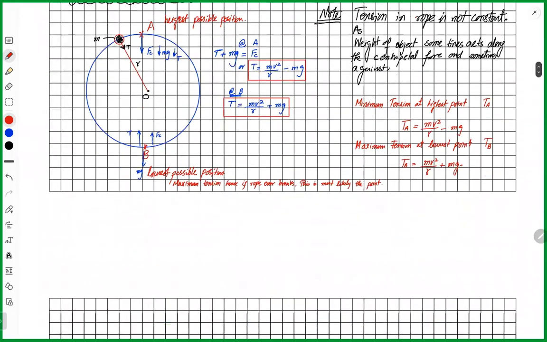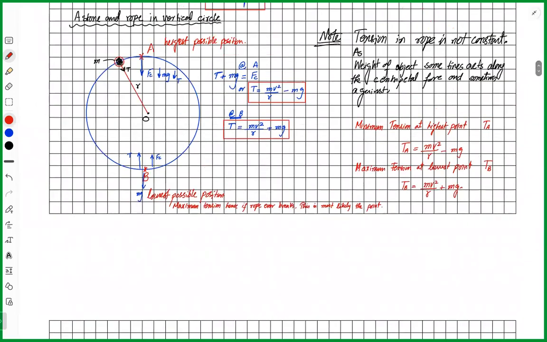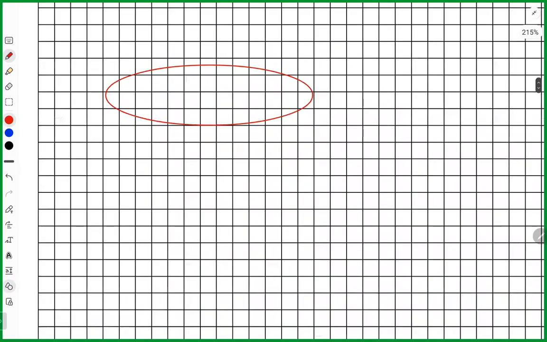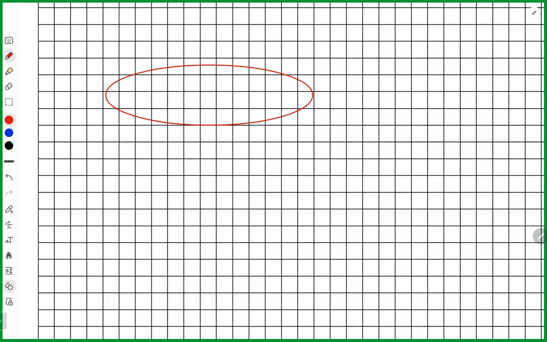Now, this is the physics for something moving in a vertical circle. What if something is moving in a horizontal circle? Mass plus rope in a horizontal circle. In that case, the horizontal circle will look like an ellipse when we are looking at it from the side. This is the mass.